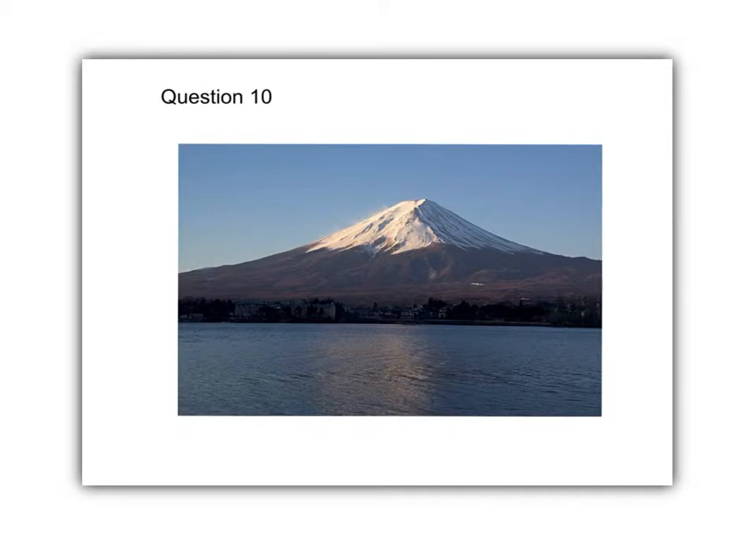Question 10. The most violent volcanic eruptions come from this type of volcano, and what you're looking at is a composite cone volcano. When this volcano erupts, it will cause the greatest and most violent eruptions.